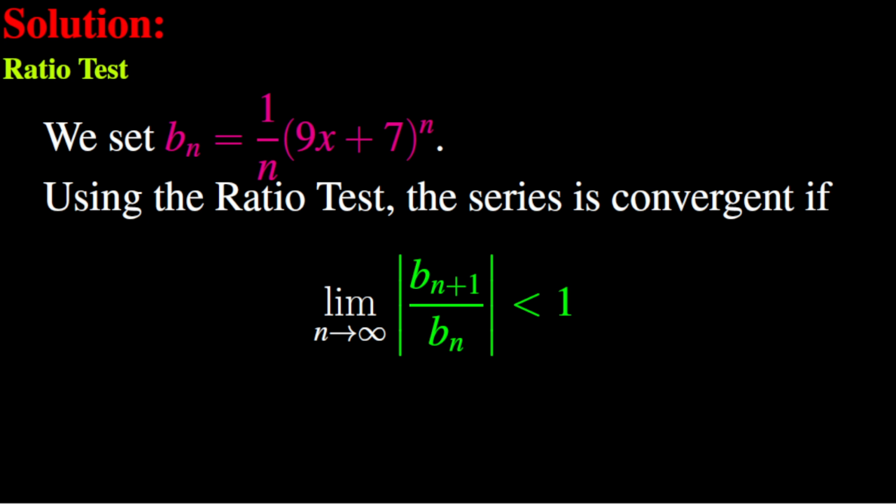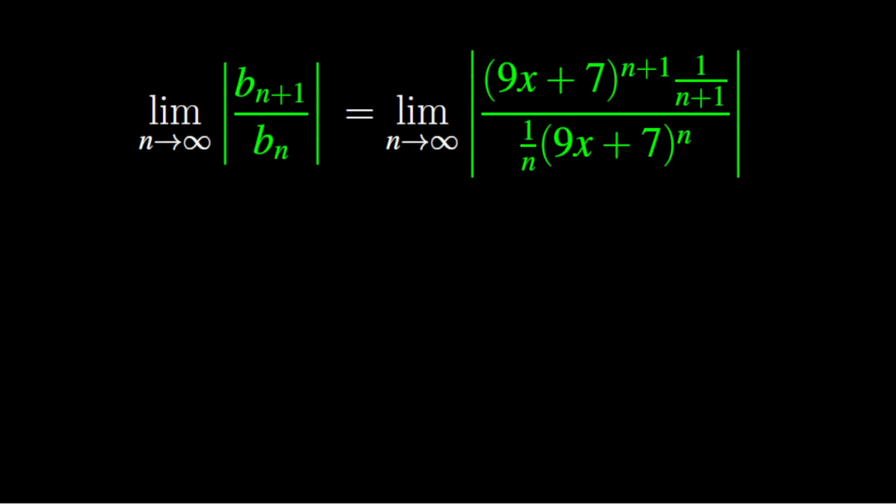In order to determine the interval of convergence of the series, we will use the ratio test. The series converges if the limit of the absolute value of the ratio of the n plus 1 term to the nth term is less than 1. Now, we have to compute the limit of ratios. It comes that the limit as n goes to infinity of Bn plus 1 over Bn is equal to the limit as n goes to infinity of (9x + 7) to the power n plus 1 times the fraction 1 over n plus 1 over n times (9x + 7) to the power n.